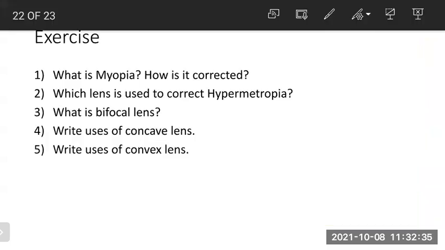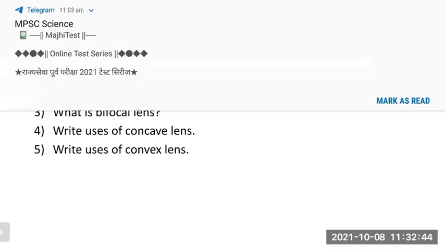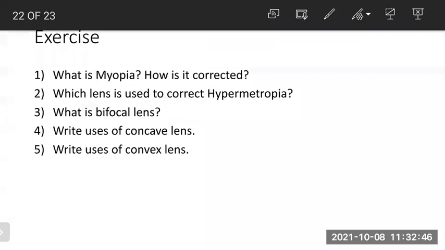Now these are some exercise questions. You have to write answers. What is myopia? How is it corrected? Which lens is used to correct hypermetropia? What is a bifocal lens? Write uses of concave lens. Write uses of convex lens. You can also take a screenshot of this exercise. Okay, students?